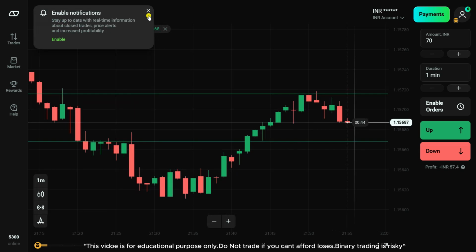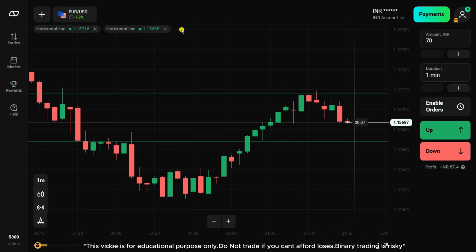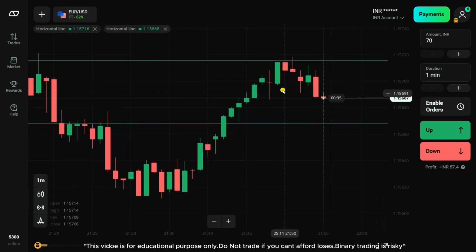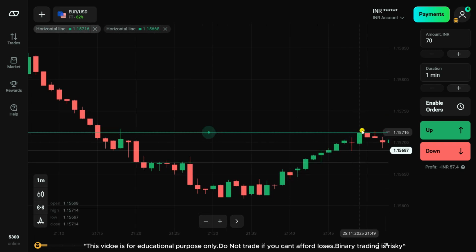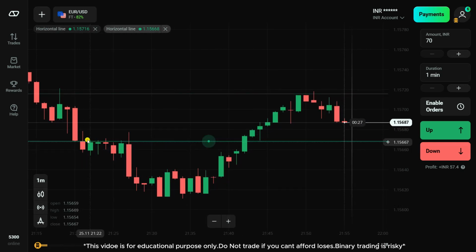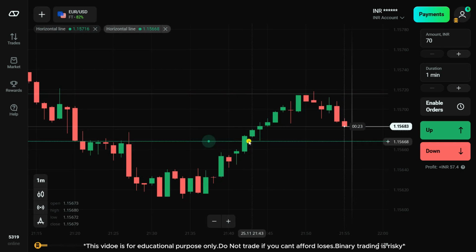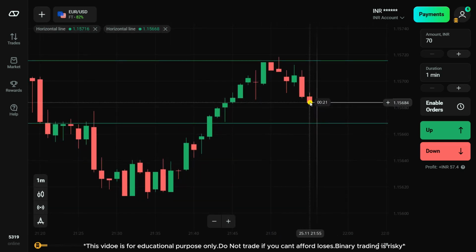Now observe how I draw the levels. Just go back. This is the reversal. This is the reversal. I just connected these two reversals. Now down here you can observe this is a reversal, reversal. This is only a one-time breakout. So these will act as a minor support area where buyers will enter.